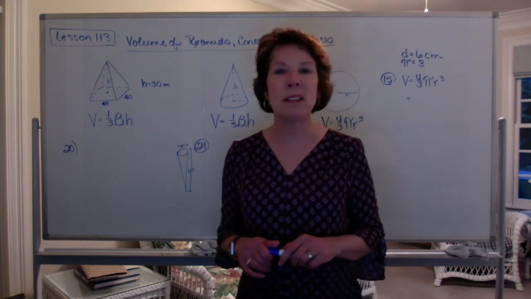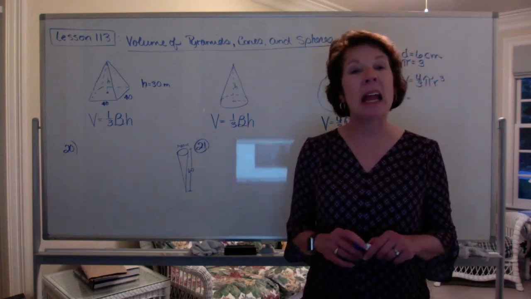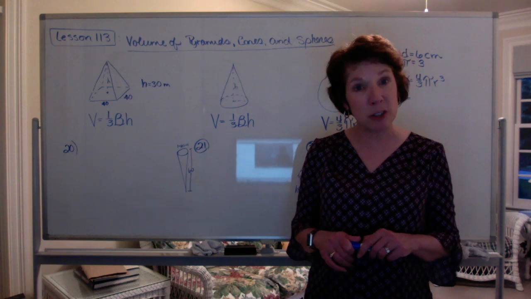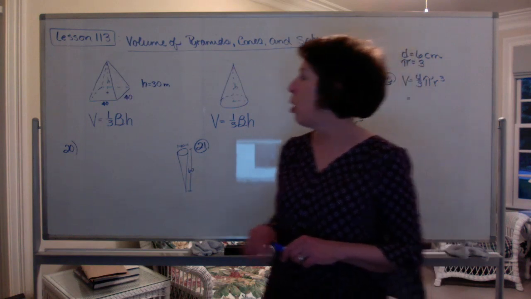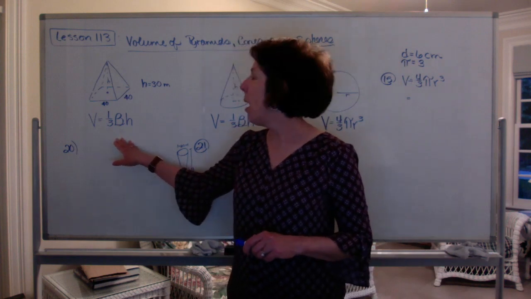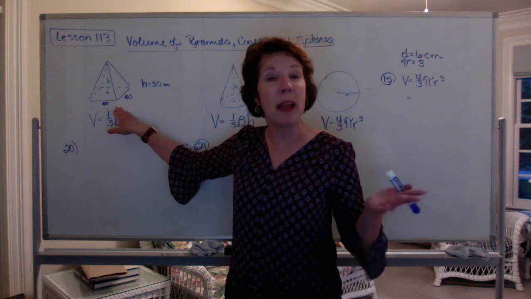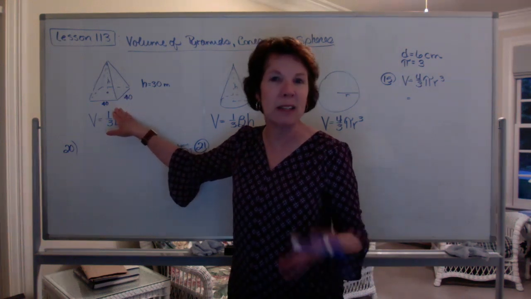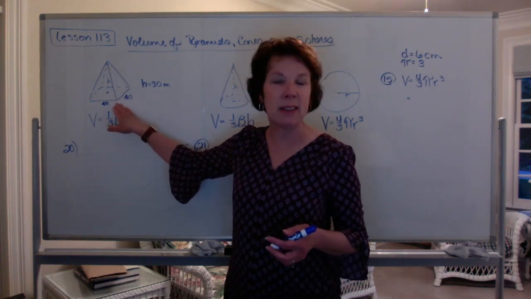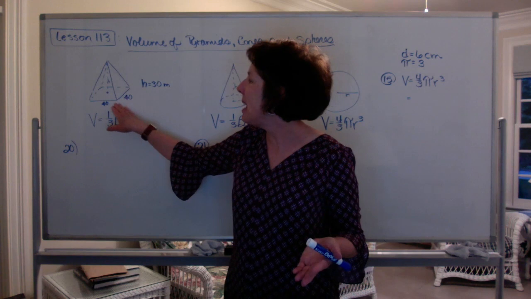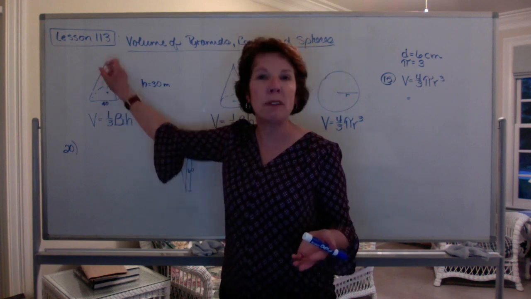Okay, so what is it on? It's on the volume of pyramids, cones, and spheres. And I have three formulas. Actually, two are the exact same formula. So let's first start over here with a pyramid. Well, a pyramid normally has a square base, but it could have a rectangular base, a triangular base, a hexagonal base, a pentagonal base. Whatever the base is, that's okay. And then we have the four triangles that go up to the top.